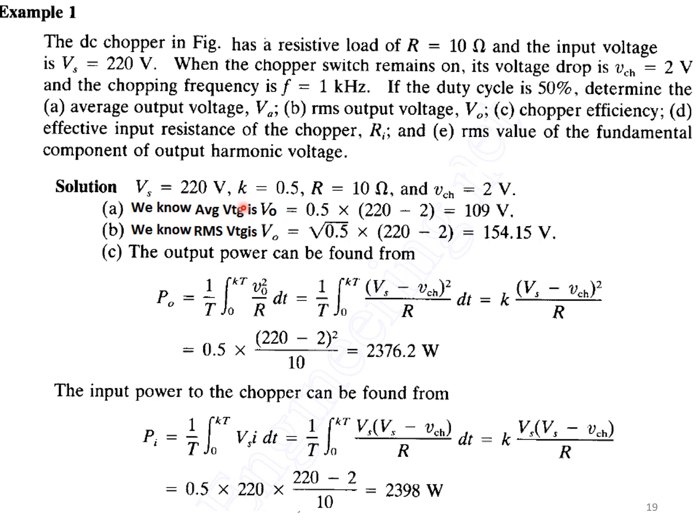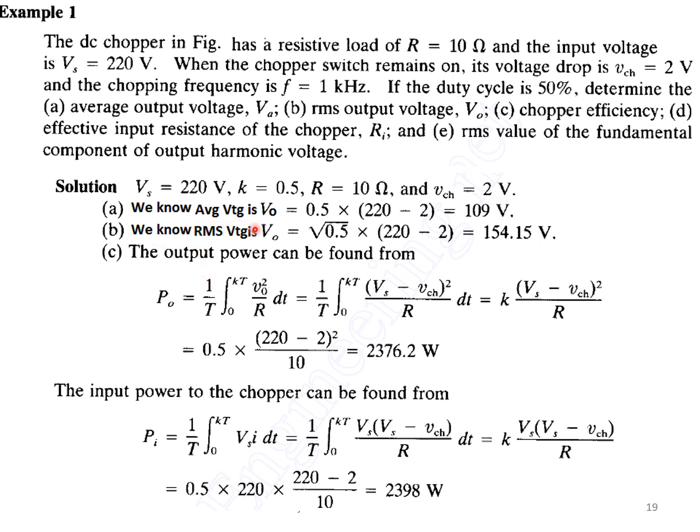Rashid has referred to it as K. K is nothing but the duty cycle, and we have said 50%, so I'll keep it as 0.5. R is given as 10 ohms and VCH is equal to 2 volts. So this is the voltage drop across the chopper.